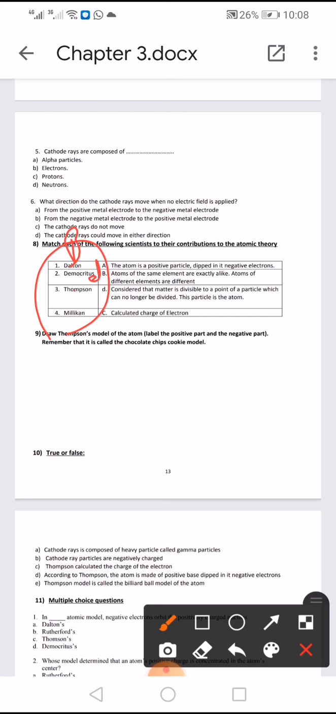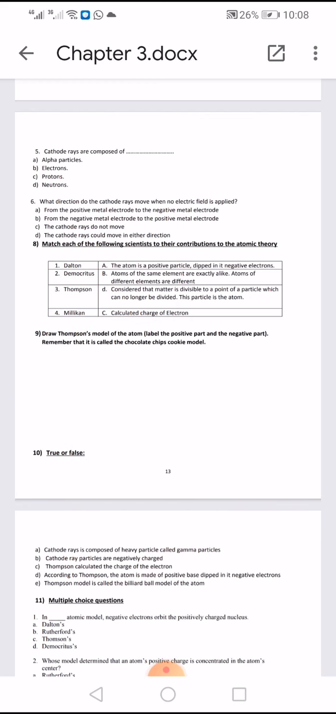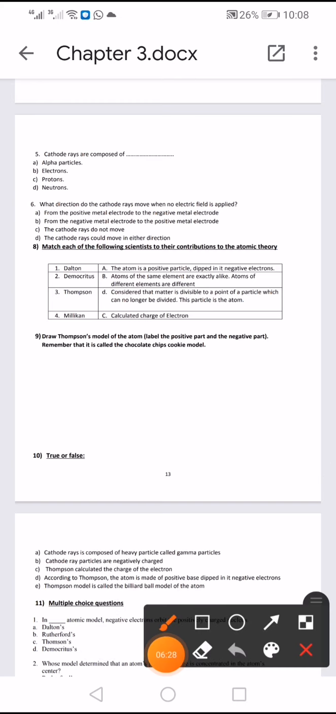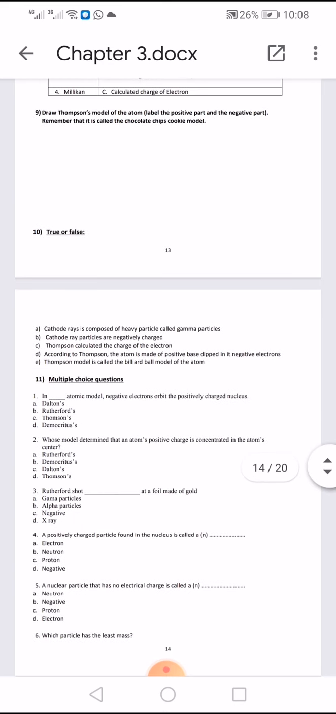Thomson said that the atom is a positive charge. Imagine the atom as a positive charge embedded with negative electrons. This is Thomson. Millikan only calculated the charge of the electron. So here I draw the Thomson model, which is called the plum pudding model, as he imagined that the atom is a positive charge with negative charges embedded in it like this. This is the model formed by Thomson.